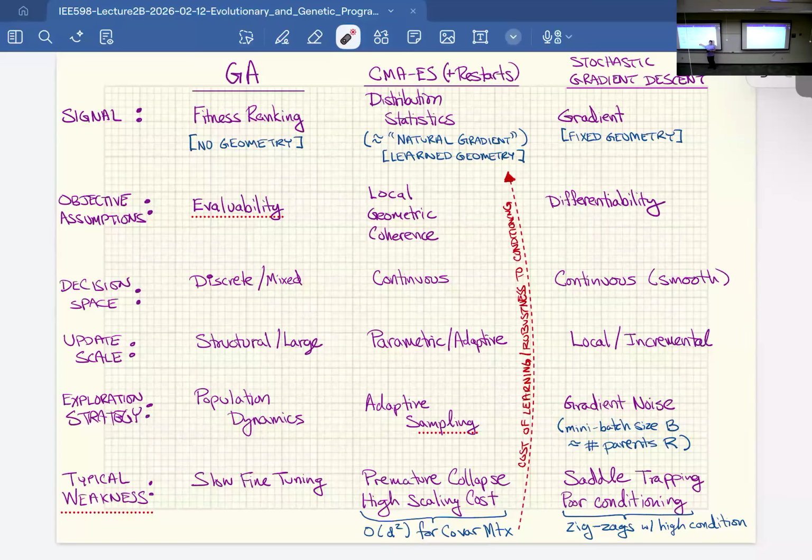But CMA-ES per iteration is way costlier. This is like an order of D, and this is an order of D squared. So per iteration, this is the costliest because of how much it's doing. This GA per iteration is the cheapest, but it's so slow that it may require lots of iterations to get to a solution. Whereas gradient descent can get to a solution very fast because it uses that gradient as a map. But it has to start low.